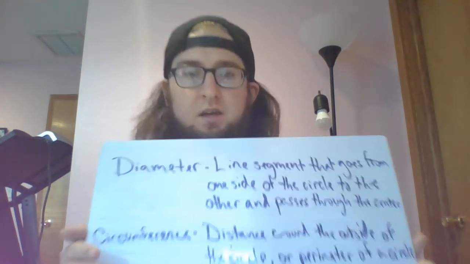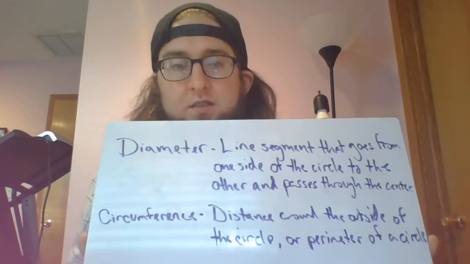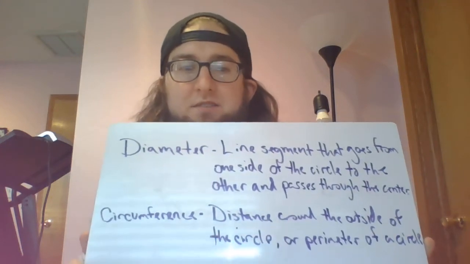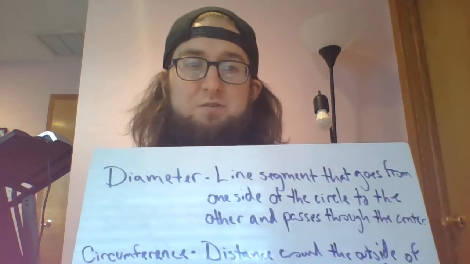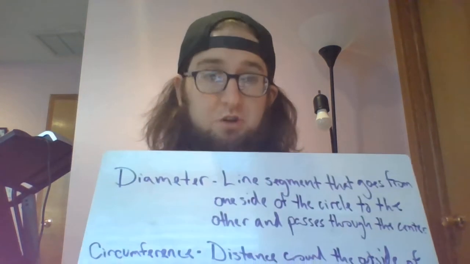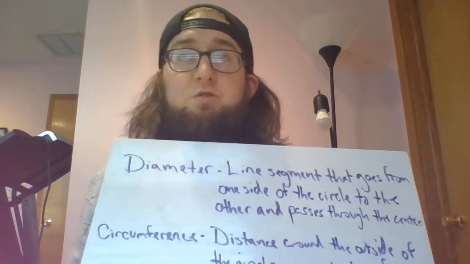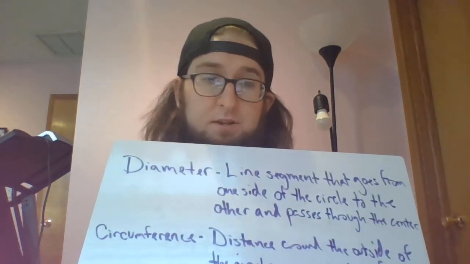Okay? And the next definition would be the circumference. The circumference is the distance around the outside of a circle, or the perimeter of a circle. So they don't call the perimeter of a circle perimeter. They call it circumference. So it's important that we know that word in this definition. And we'll talk about how to find circumference in the coming days.